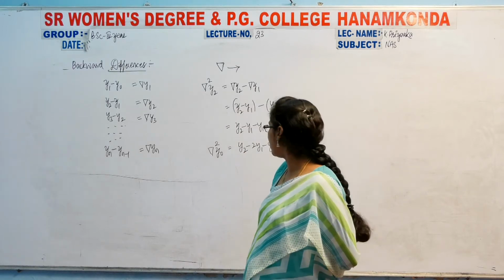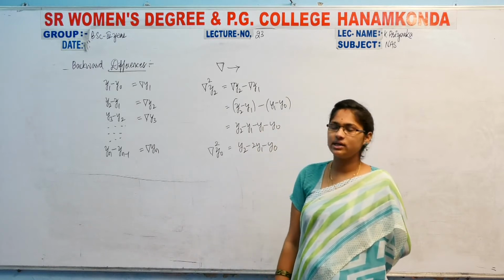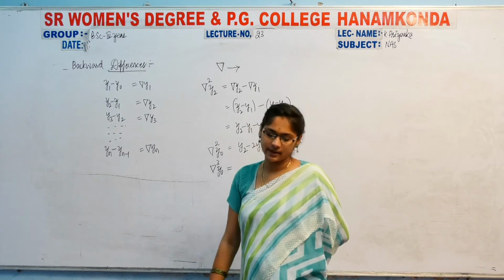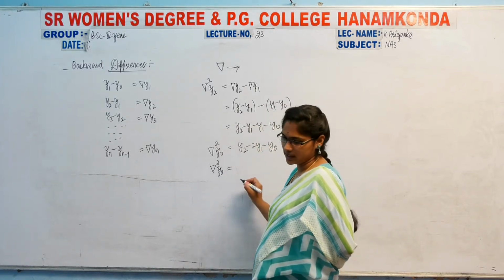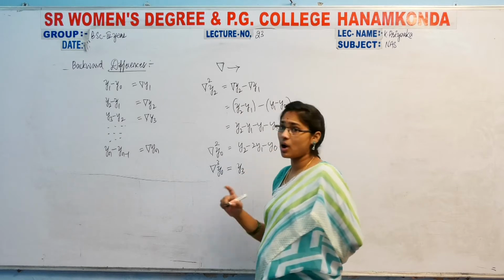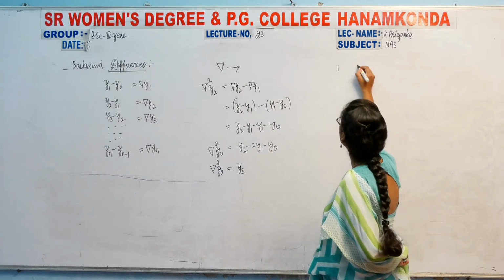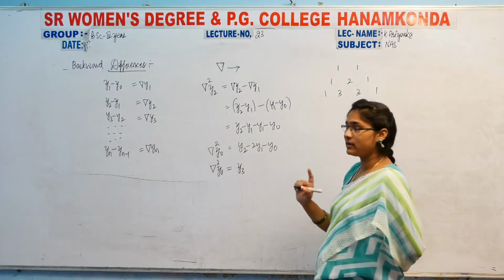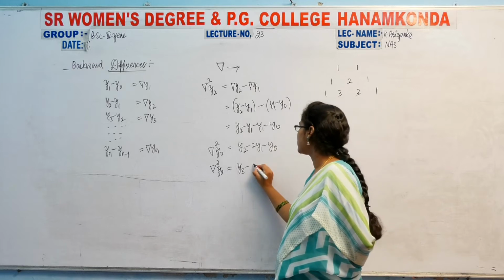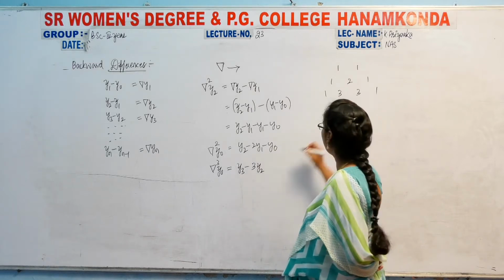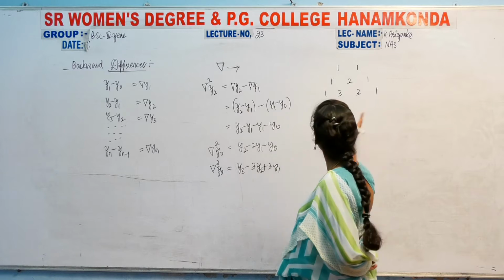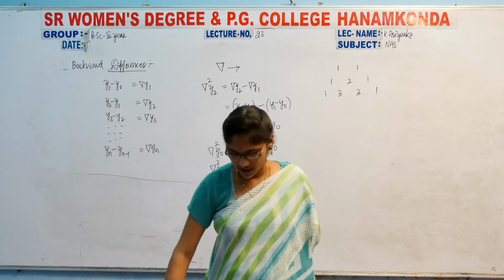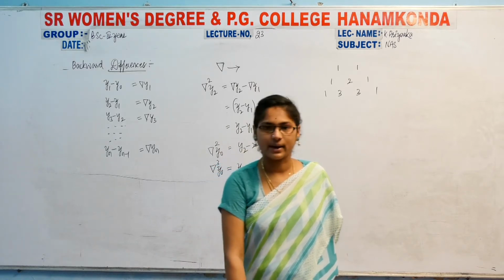Similarly, backward cube y0 is equal to y3 minus 3y2 plus 3y1 minus y0, according to the Pascal coefficients I already gave: 1 1, 1 2 1, 1 3 3 1. So this is the value of the third order backward difference.